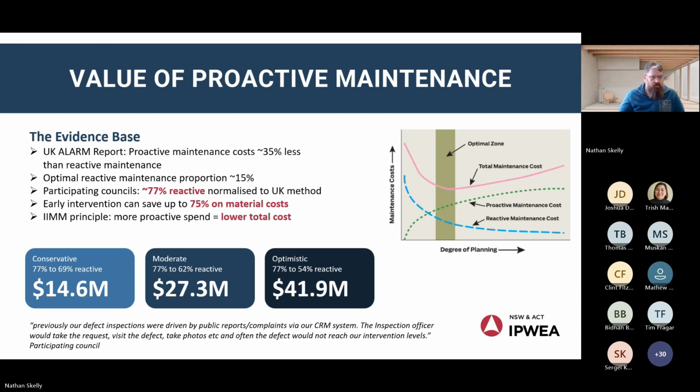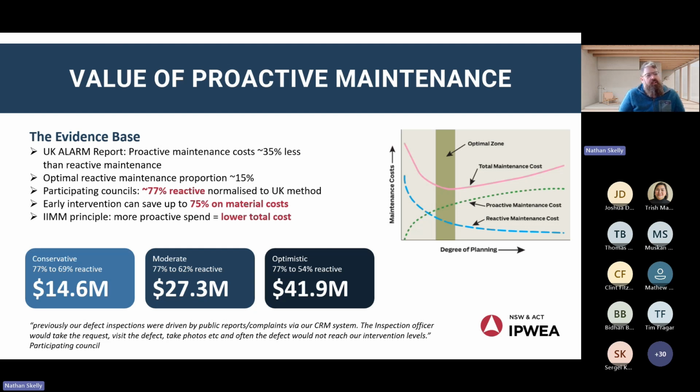It had some information on the costs of proactive maintenance versus reactive maintenance for potholes in particular, where they've identified that proactive maintenance costs 35% less per pothole repaired than reactive maintenance does. They also make a claim that the optimal reactive proportion is 15%. There's no evidence about how or why that might be the case. I've seen figures between 15 to 30%. Again, I've not been able to find any real studies to show how or why that number's come about.